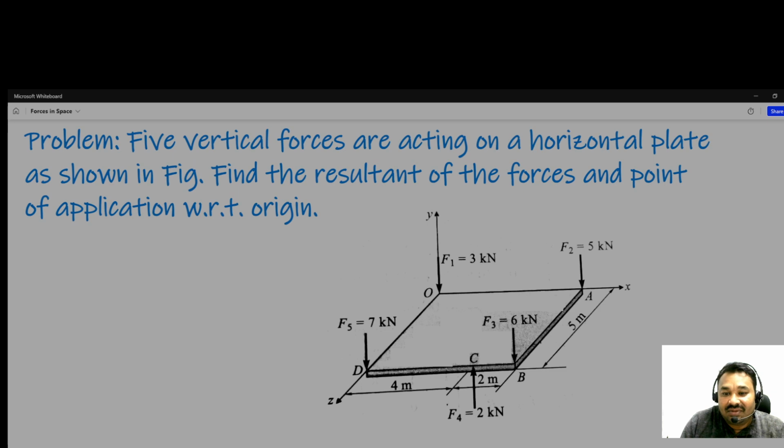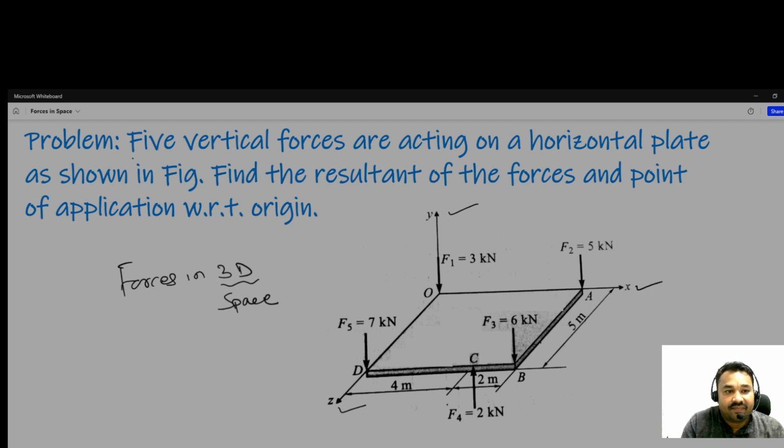Let us solve this problem and identify first. So, you can see the plate here, and this plate is subjected to multiple forces, and the coordinate system is also shown here: x, y, z. It means forces in 3D, or it is also known as space. Now, let us read the statement.